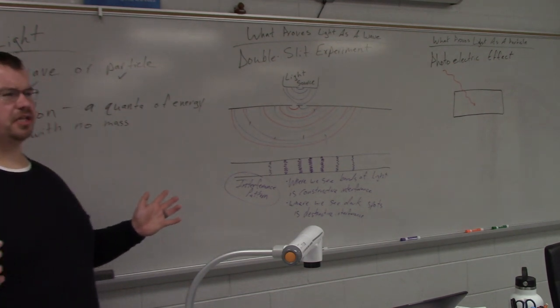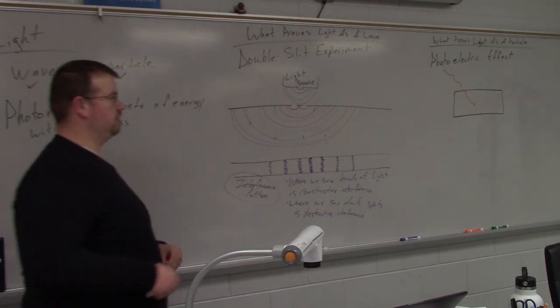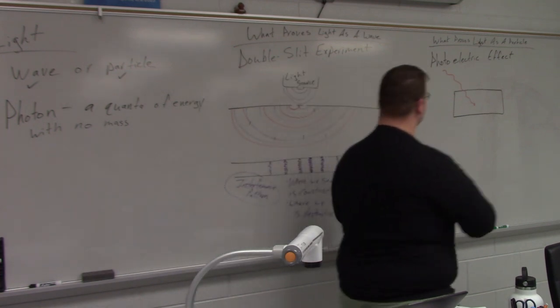So, you take a piece of metal, and let's say you shine red light on it. You shine the red light on there, nothing happens. So then you remove the red light and you decide to shine a blue light.